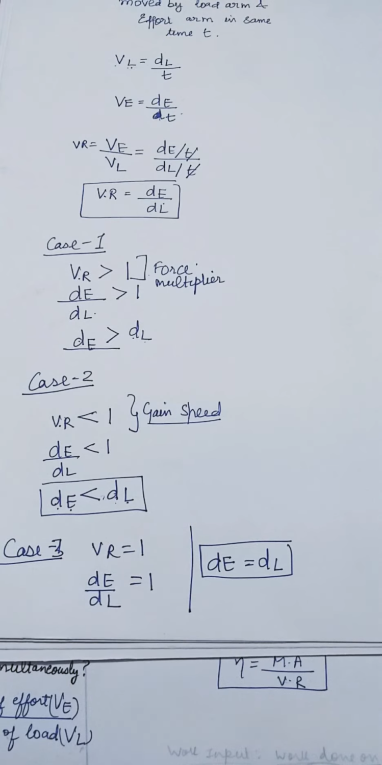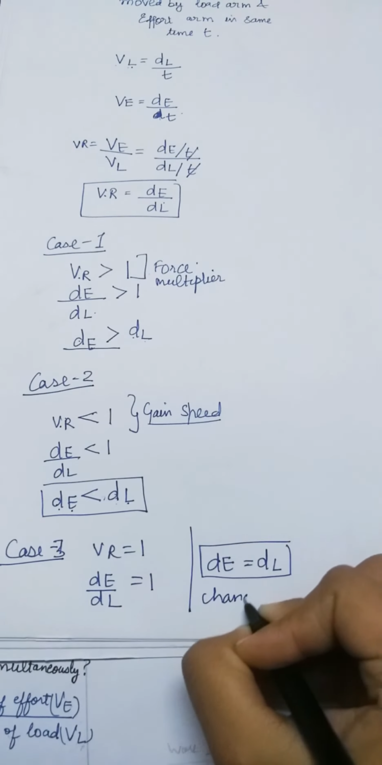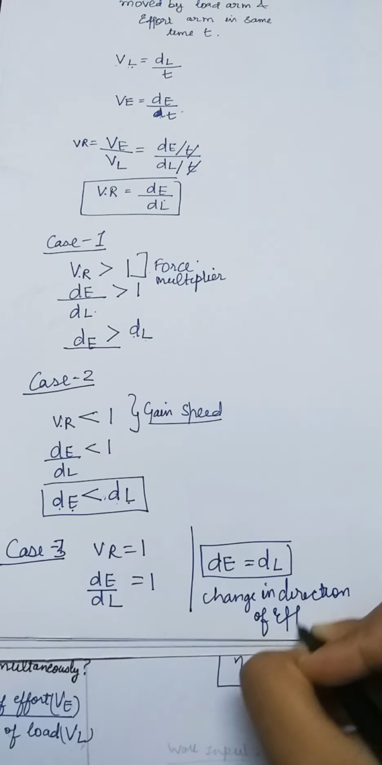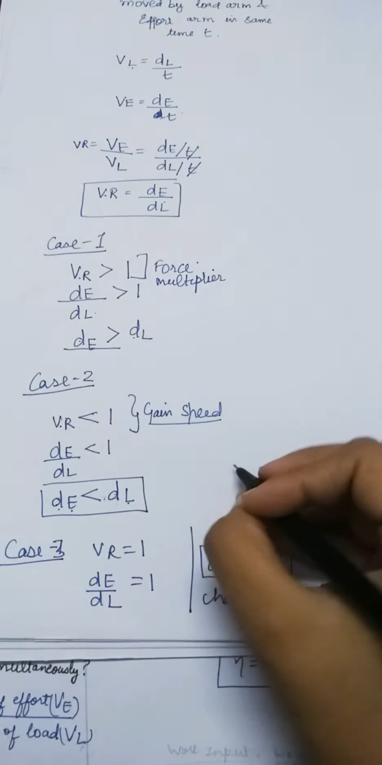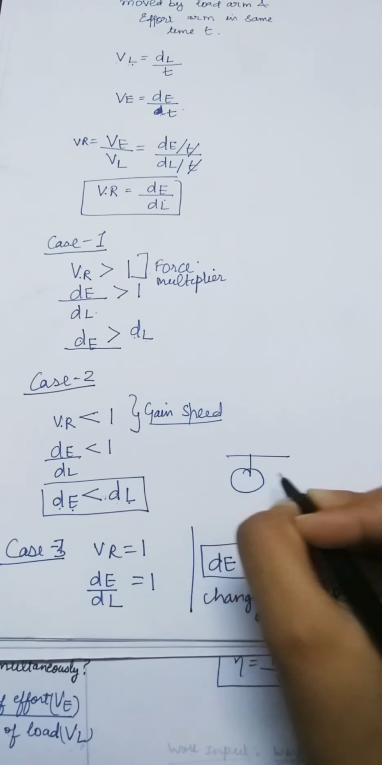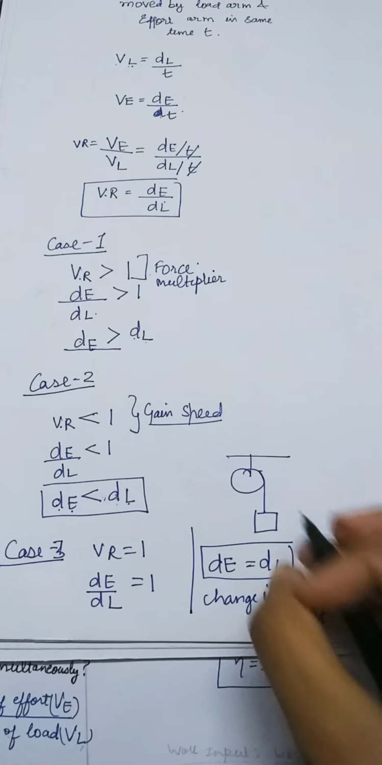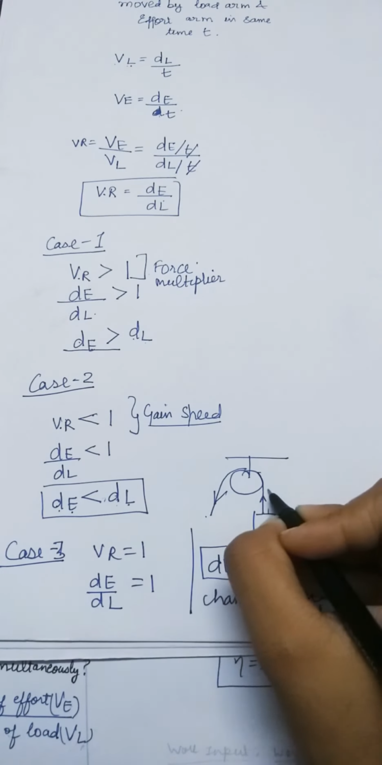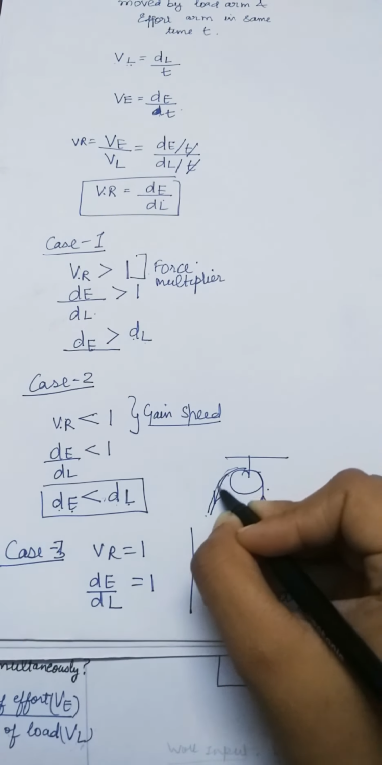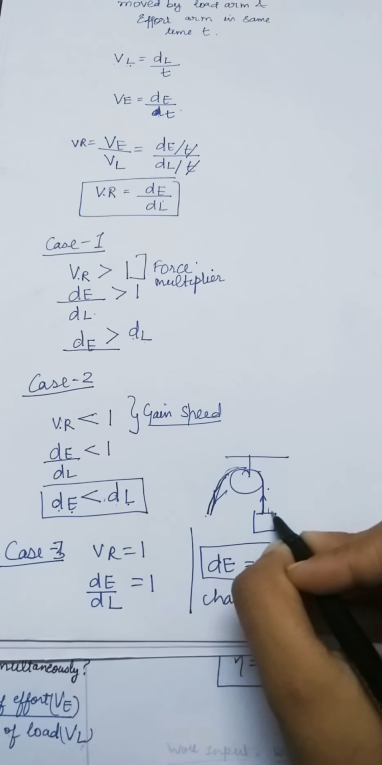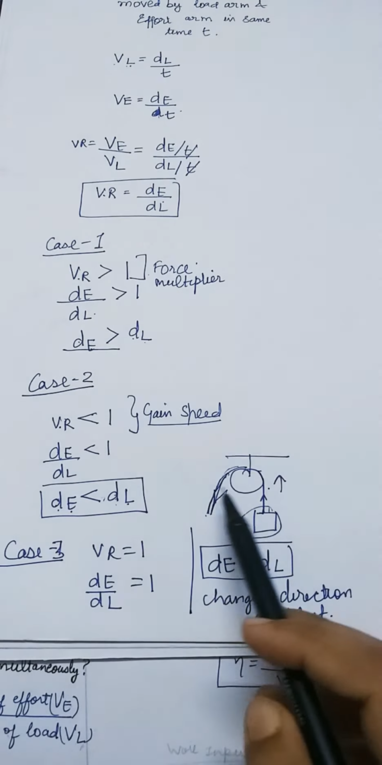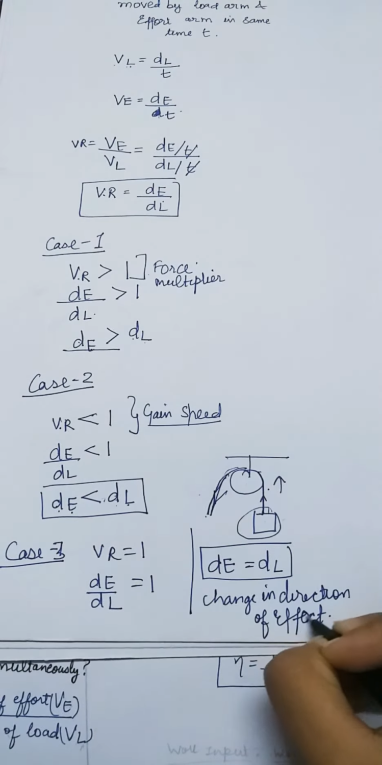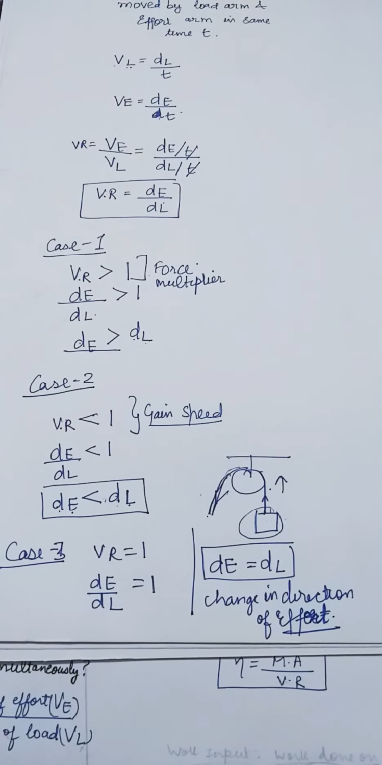So in this case, the machine will act as a change in direction of effort. Like I have given you the example: this is a pulley, and this is a bucket you need to pull up. You apply effort in the downward direction and the bucket moves up. The speed with which you apply effort, with the same speed the bucket moves up. So nothing else has happened; the pulley has just changed the direction of effort.